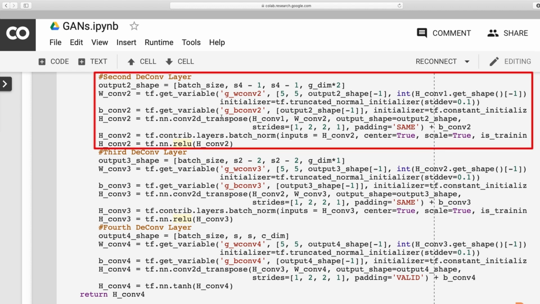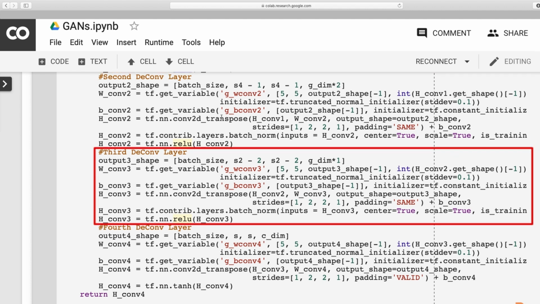The same method is used for the second layer, which has the output size of batch size times 6 times 6 times twice the size of the input, which would be 128. The output of the third layer is equal to batch size times 12 times 12 times 64.